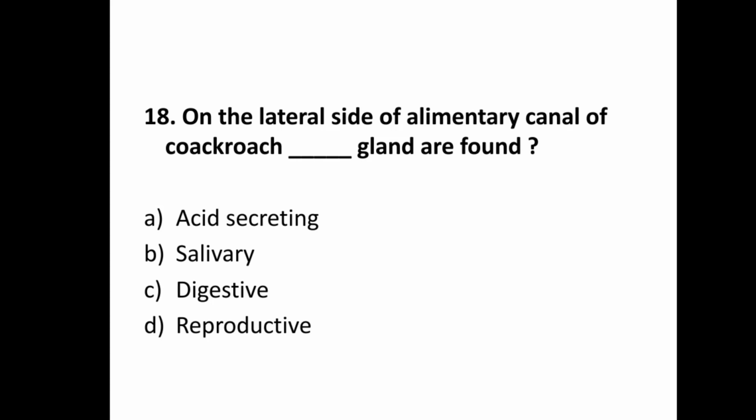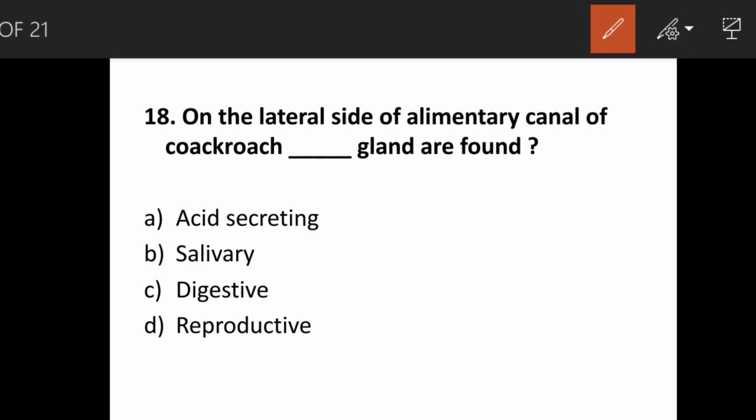Next we have, on the lateral side of alimentary canal of cockroach, dash gland are found. Options are acid secreting, salivary, digestive, reproductive. Student, comment your answers. So the right answer to this question is option B, salivary glands are found on lateral side of alimentary canal of cockroach.